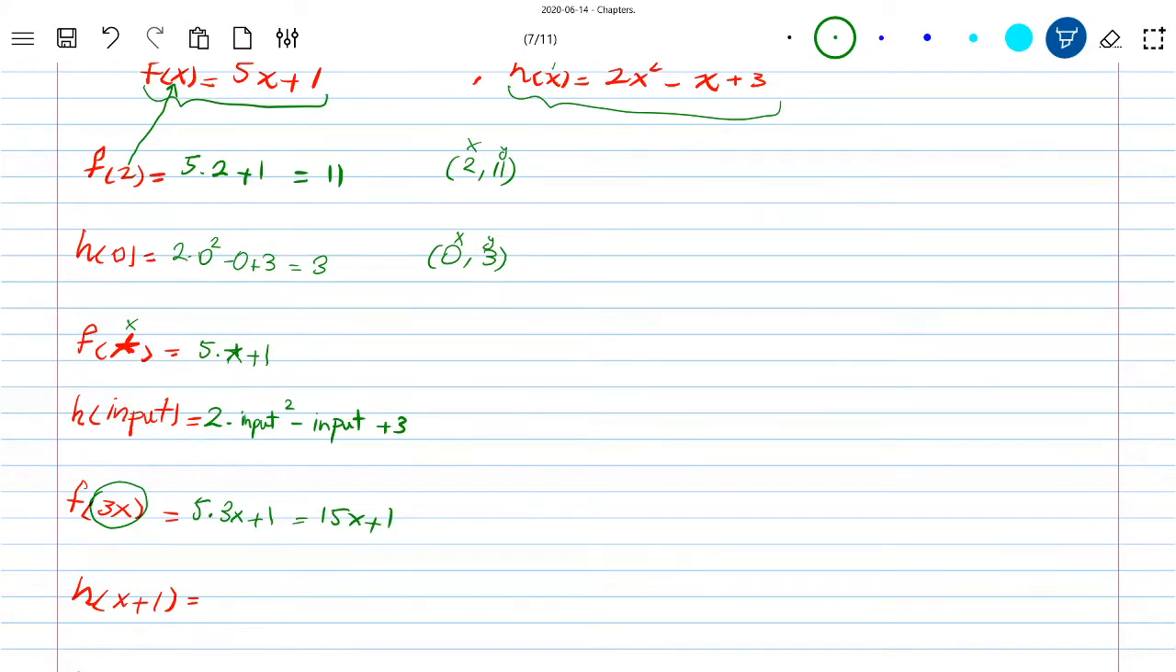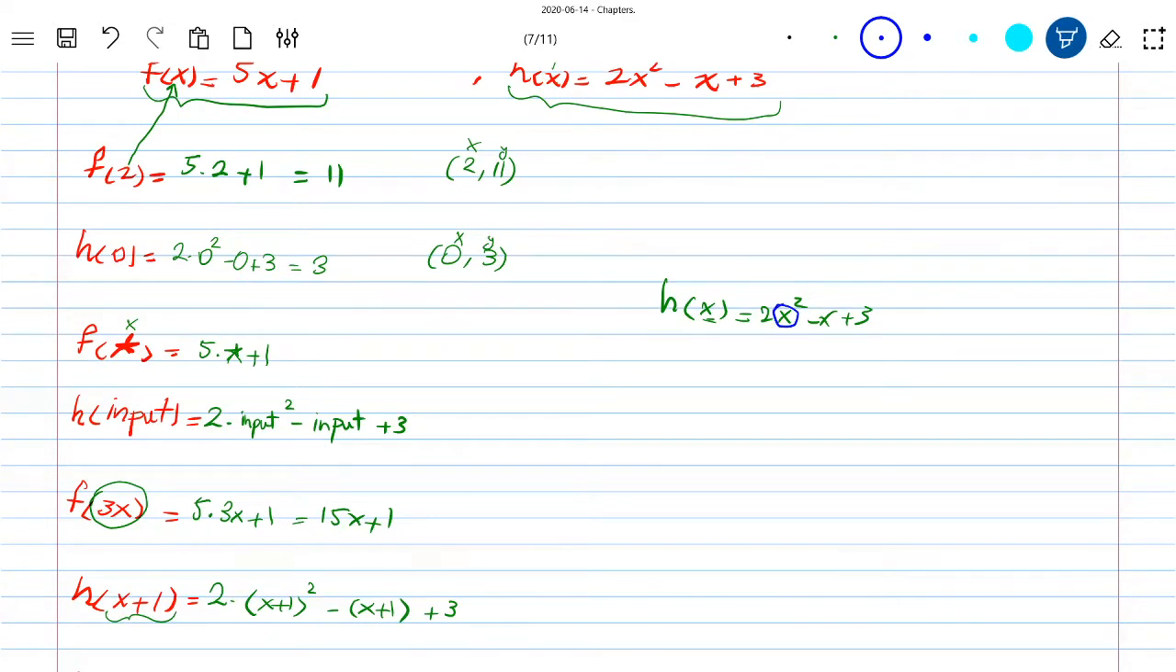How about h of x plus 1? You look at the function h. Let me write h here. h of x was 2x squared minus x plus 3. Instead of x, the input now is x plus 1. What does it mean? That means every time you see x, replace it with x plus 1. It would be, sorry, not h anymore. It would be 2 times x plus 1 squared minus x plus 1 plus 3.